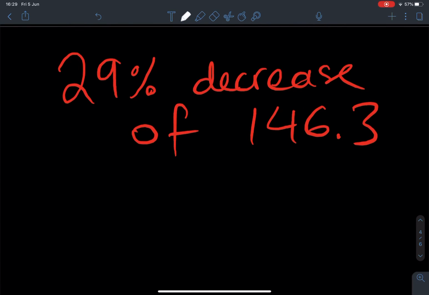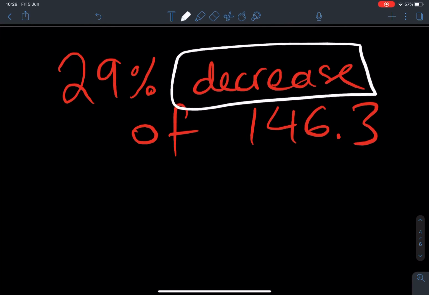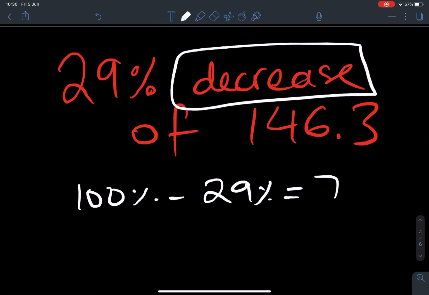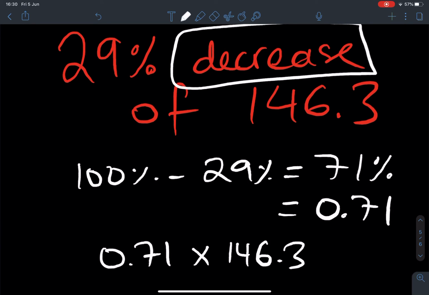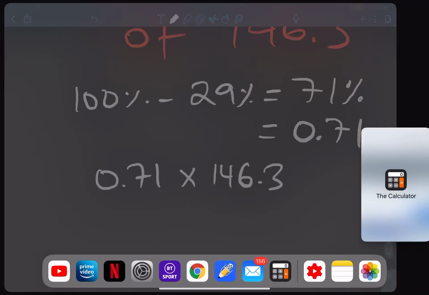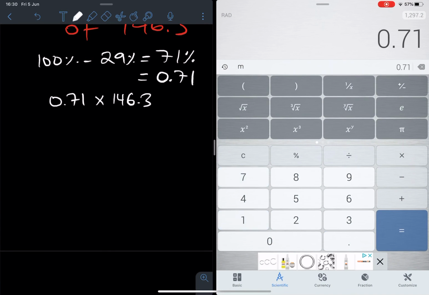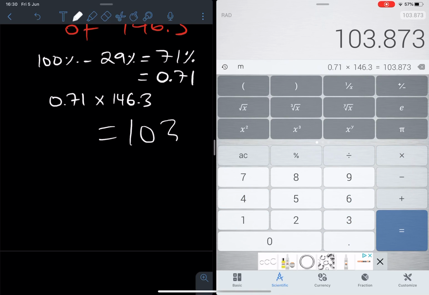Alright, so 29% decrease means goes down. So what do you take it down from? 100%. So 100% take away 29% is equal to 71%, which is equivalent to 0.71. That is my multiplier. So I do 0.71 times my value, which is 146.3, which my calculator tells me is 103.873.